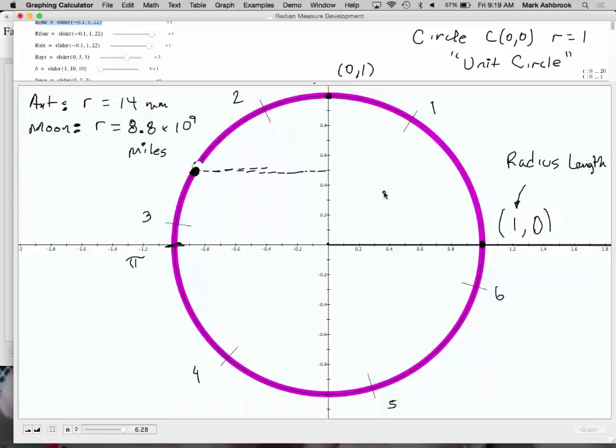So how far above the x-axis is the ant? 0.5 what? Radius length. Do you see that? So when the ant stops right there, if the ant is 0.5 radius lengths above the horizontal axis, then how many millimeters is he above the x-axis?